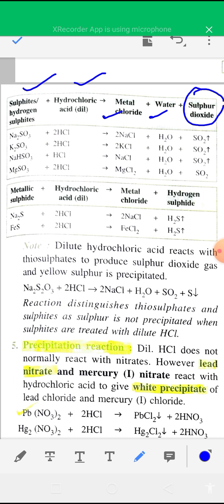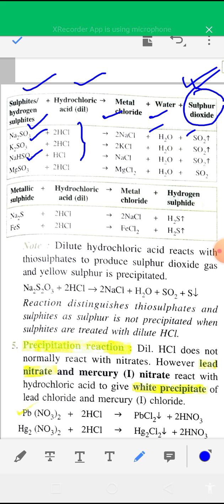Okay, so metal sulfite like Na2SO3, sodium sulfite, K2SO3, potassium sulfite, NaHSO3, sodium hydrogen sulfite. When these metal sulfites or hydrogen sulfites are treated with hydrochloric acid HCl, you will get salt like NaCl, KCl. Along with this salt you will get water and sulfur dioxide. Water and sulfur dioxide are common in all cases. So when metal sulfite or hydrogen sulfites are treated with hydrochloric acid, you will get metal chloride, water and sulfur dioxide gas. Remember the name of the gas.